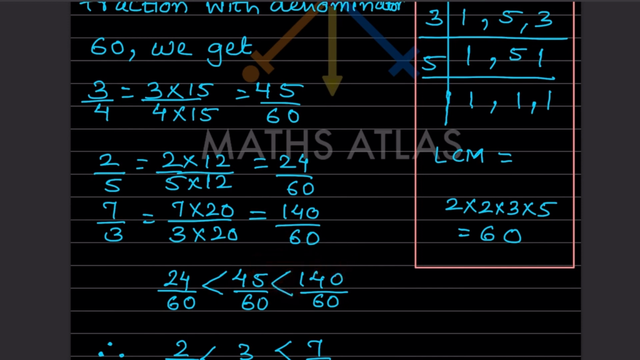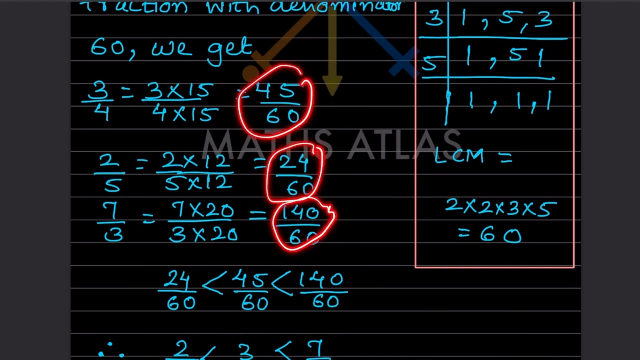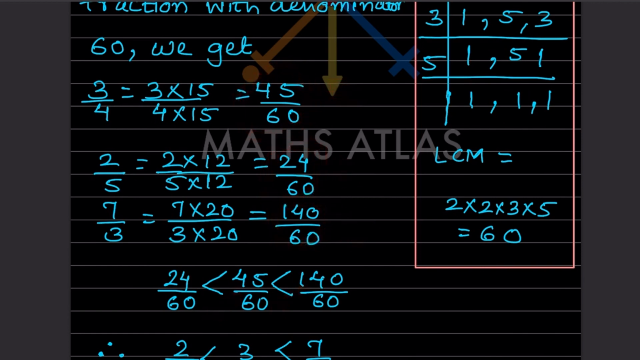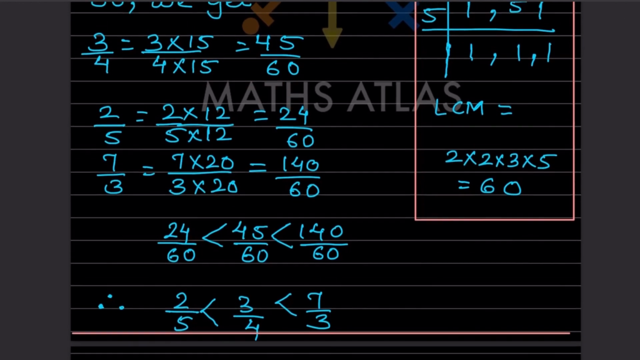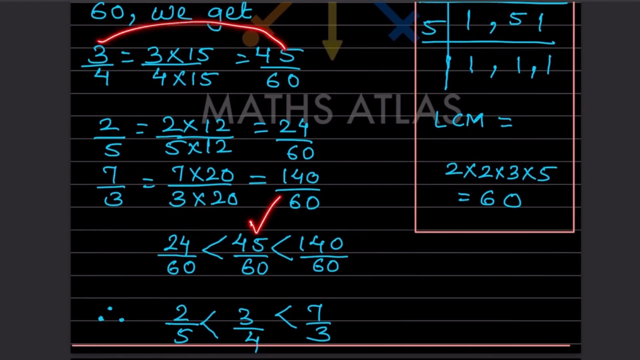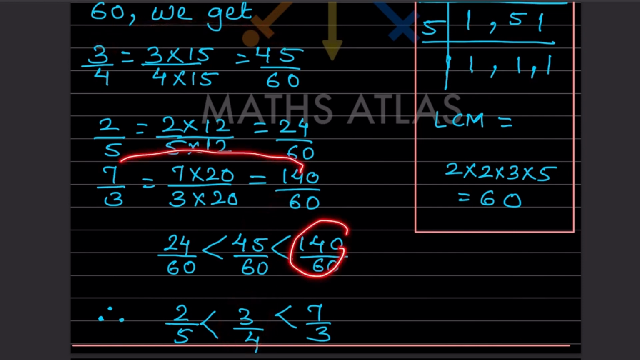But before putting the sign, we have to look at these numbers and think which is the smallest number. That will definitely be 24 by 60, then 45 by 60 and then this, and later on put the sign. So now we are going to come to the original. 24 by 60 is what? 2 by 5. So you are going to write here 2 by 5. Then 45 by 60 is what? 3 by 4. So you are going to write here 3 by 4. And 140 by 60 is what? That is 7 by 3. That you are going to write here and the sign remains the same. So this is the final answer.